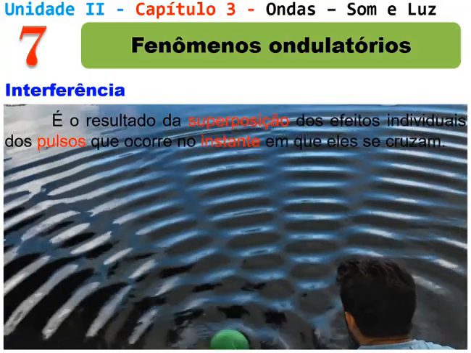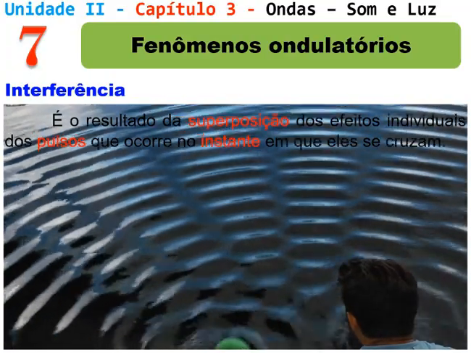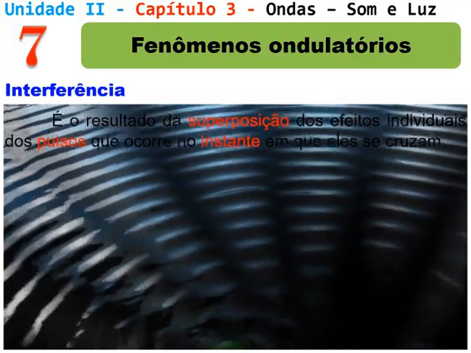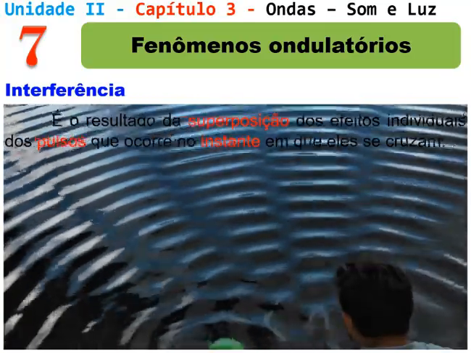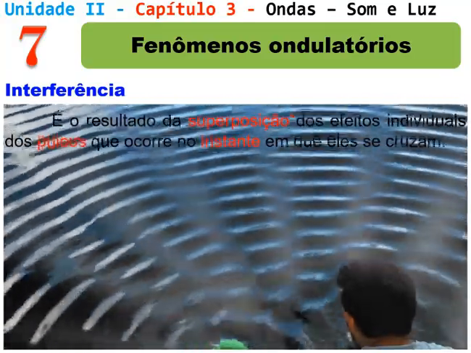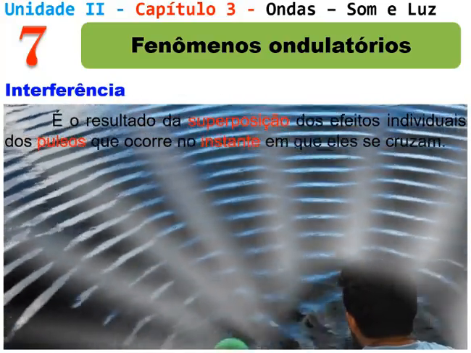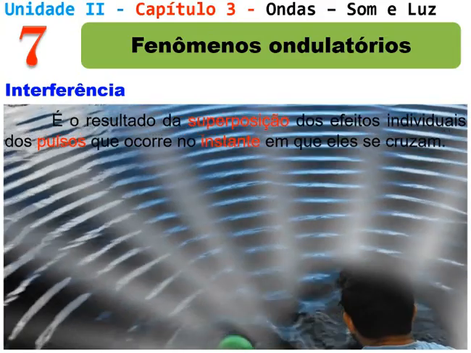Where they meet up peaks with peaks and troughs with troughs, the amplitude of the wave is increased. That's what we call constructive interference. But if the peak from one wave meets up with the trough from the other, then we get destructive interference and there's basically no wave there. And this is exactly what was happening with the light.